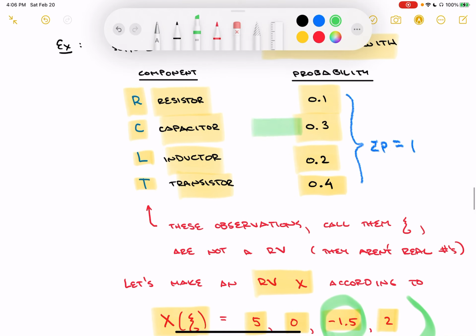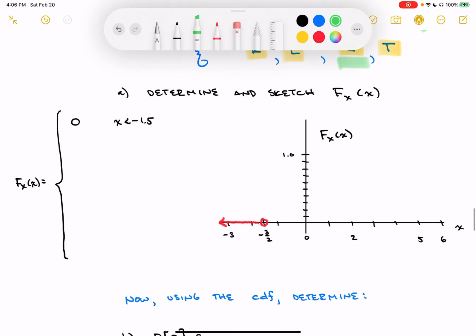And what were the probabilities associated with capacitors? It's 30%. So we're going to get a jump of 30% when I hit that minus 1.5. Minus 1.5 corresponds to a capacitor, so I'm just going to throw that down there to remind us of that. And then we're going to come up 30%, so I'm going to put in that value at 0.3. I accumulated that probability because minus 1.5 of my random variable, which means a capacitor, does have a non-zero value of probability. So we will get an accumulation. We're going to get a jump in this CDF.